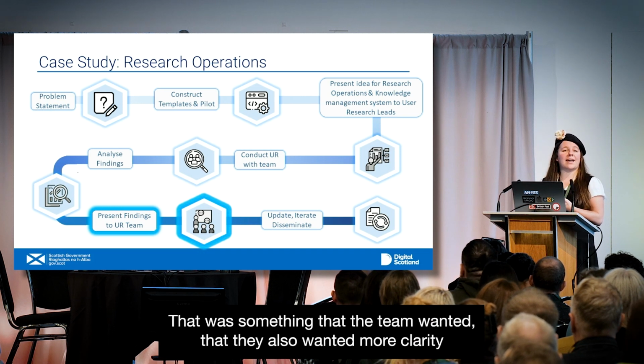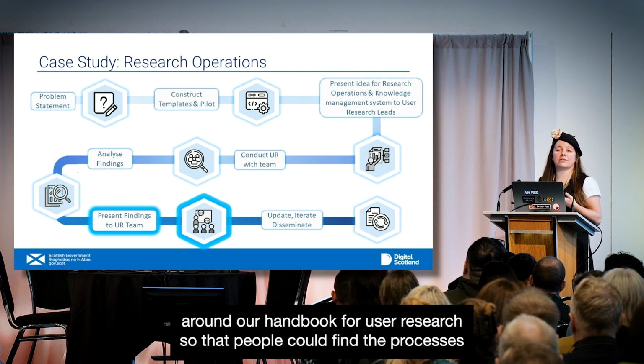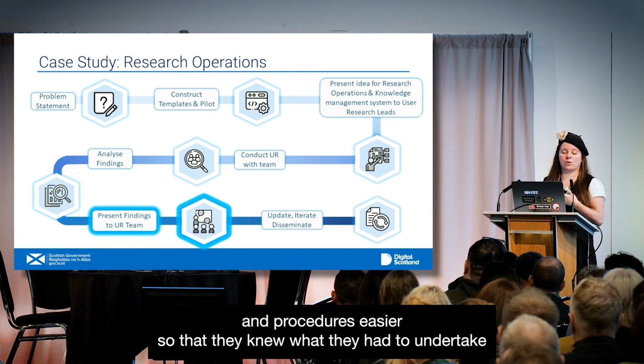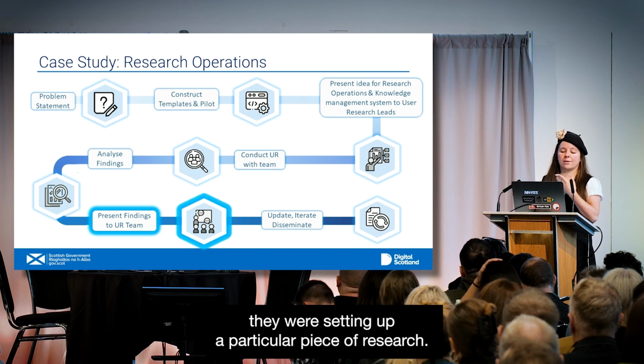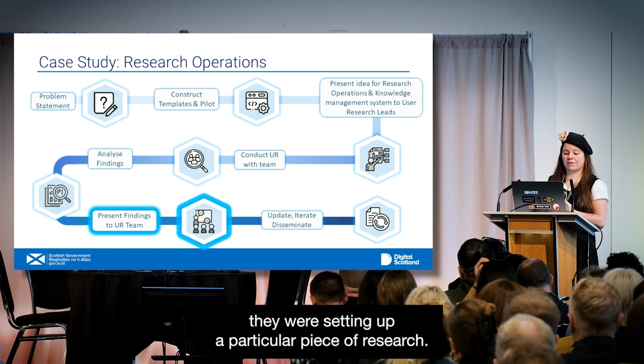They also wanted more clarity around our handbook for user research so that people could find the processes and procedures easier, so that they knew what they had to undertake, for example, when they were recruiting somebody or when they were setting up a particular piece of research.